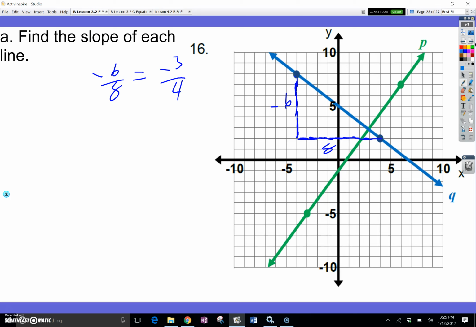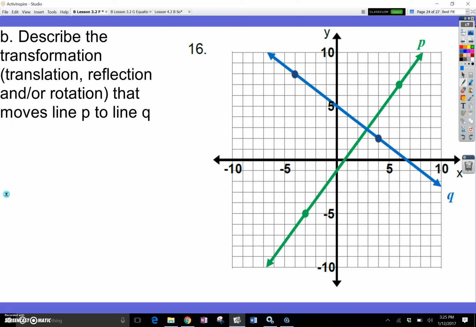So let's go ahead and find that out right now. So I'm going to go up 1, 2, 3, 4, 5, 6, 7, 8, 9, 10, 11, 12. So I just went up 12, and I'm going to go over 1, 2, 3, 4, 5, 6, 7, 8, 9. Okay, so my rise is up 12 over 9, which reduces to 4 over 3. Since these have opposite reciprocal slopes, they are perpendicular.